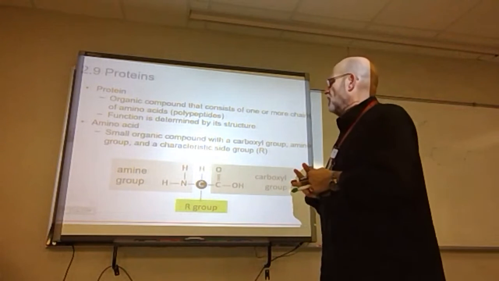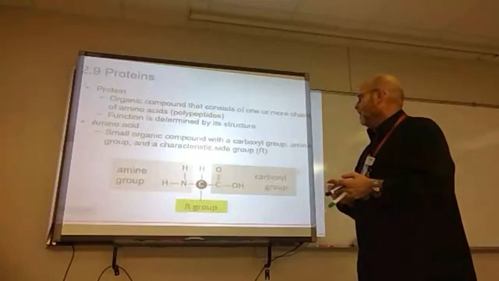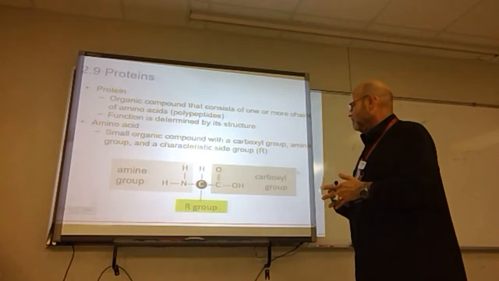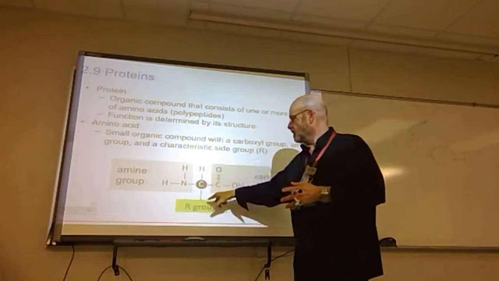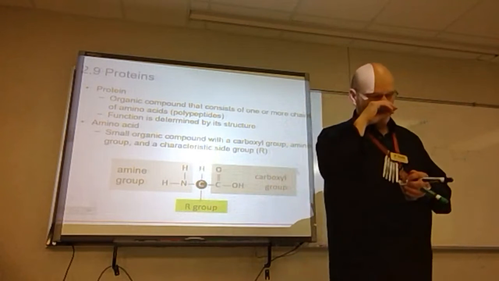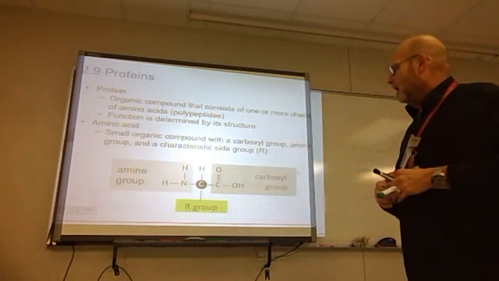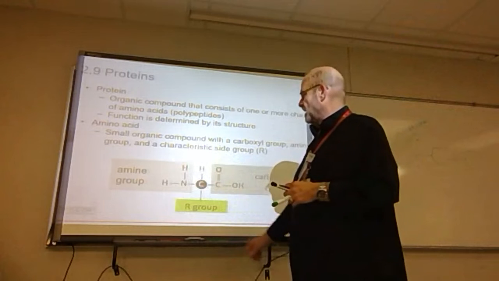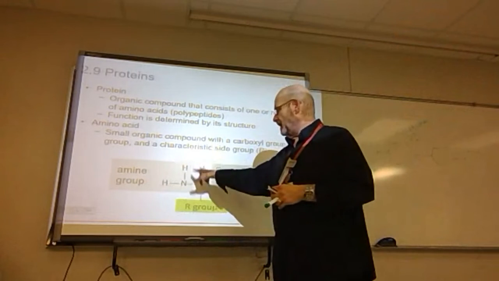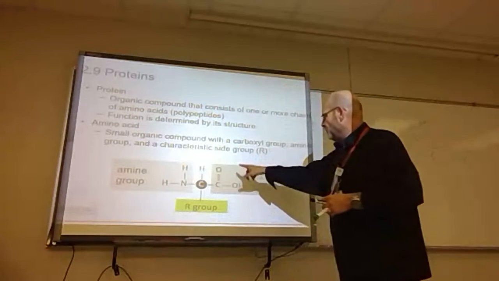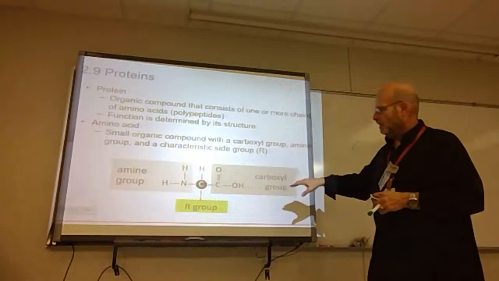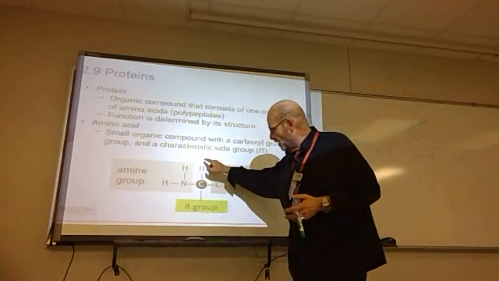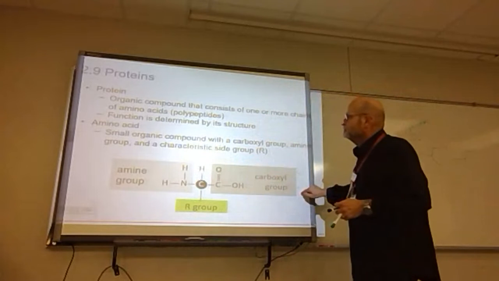An amino acid is a small organic compound with a carboxyl group on one end and an amine group on the other end, attached to some other item. That R group could be any number of things, but the opposite ends of all amino acids look the same. They all have this NH2 on one end, and they have this COOH on the other end. And then the different amino acids, this is what makes the difference.